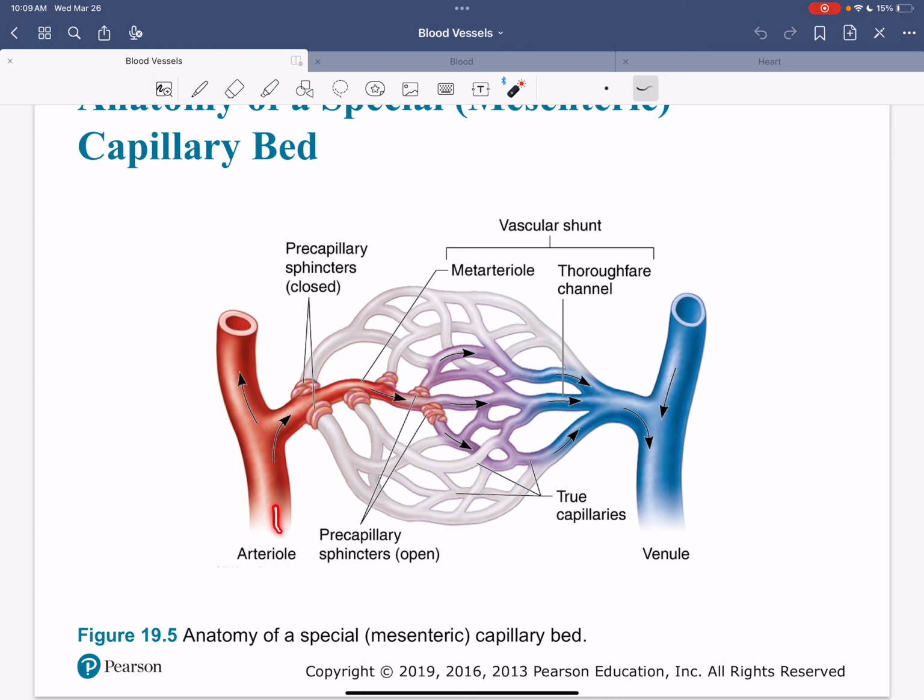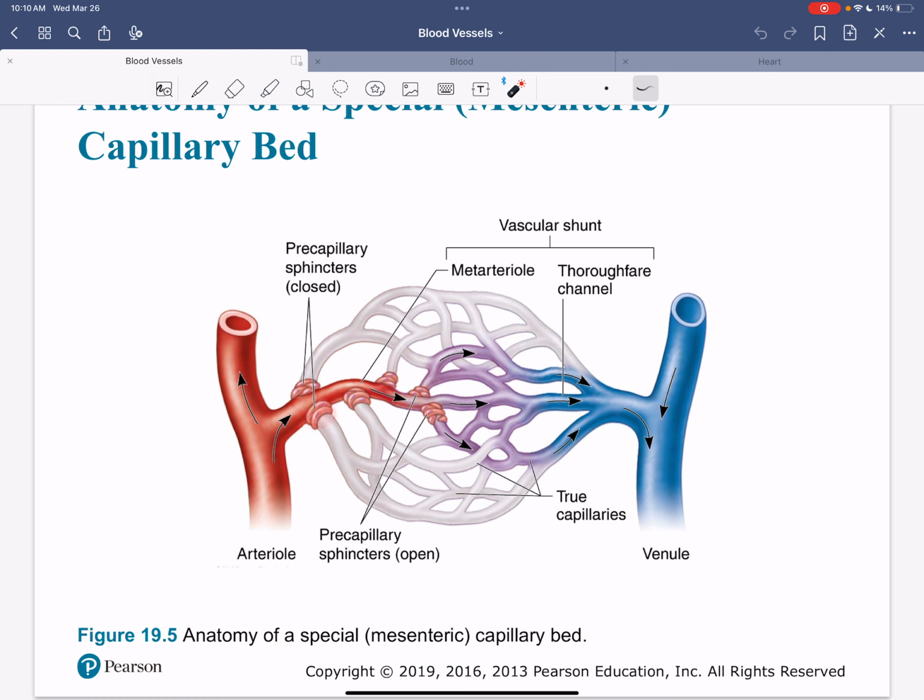And you can see I do have the arteriole heading in here, but in this case, what's different is there's a channel that runs through to connect both the arteriole and the venule. And then how do I control the flow through the capillary bed in this very special route? I have these precapillary sphincters.